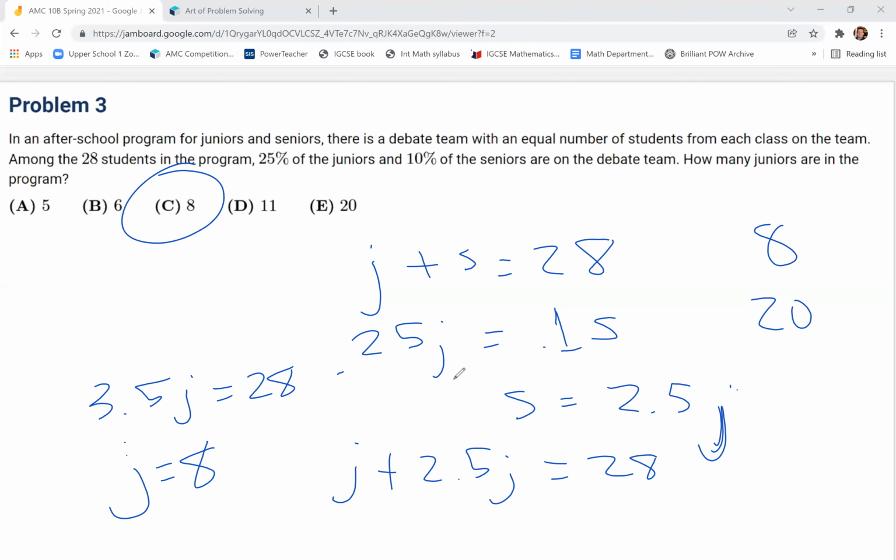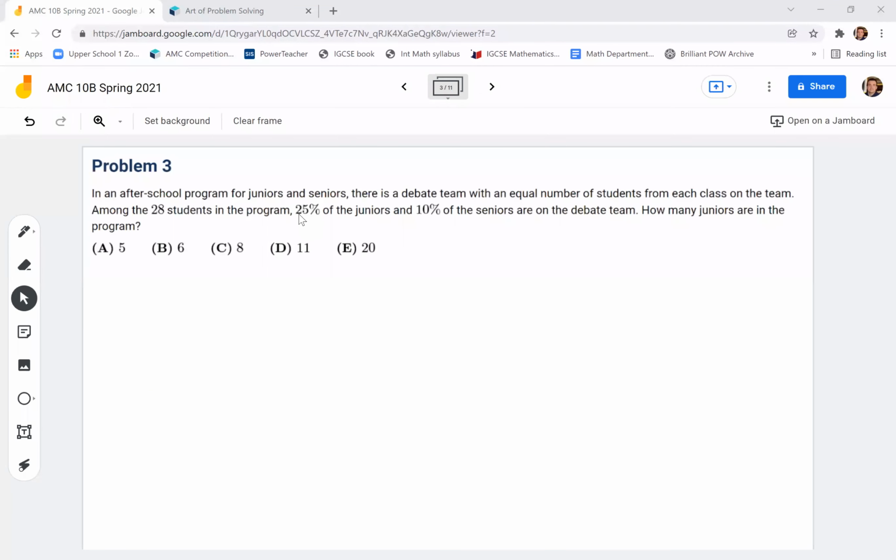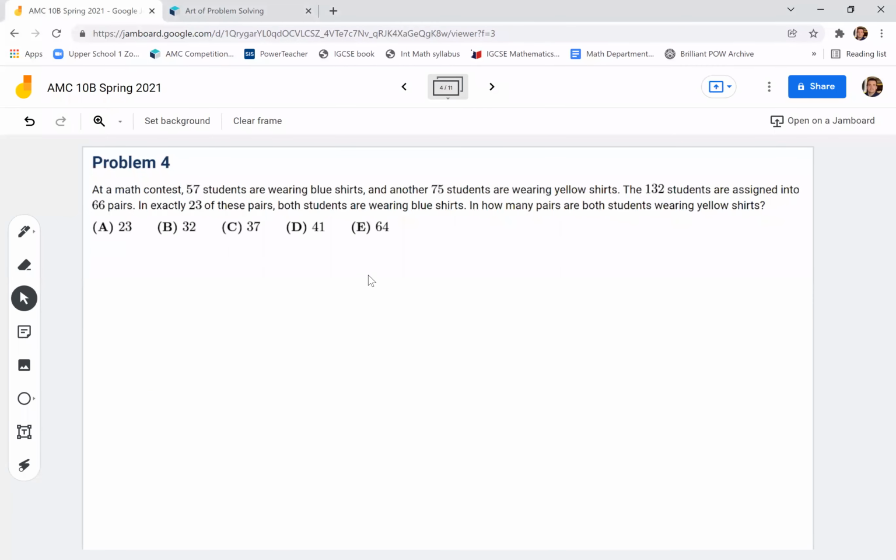Okay, that question's a little tricky because there's a lot of switching between program and debate team. There's a debate team, equal number of students, and there's 28 students in the program. How many, right? 25% and 10% are in the debate team. How many juniors are in the program? So it switches back and forth between team and program. But that just shows how you have to be very careful when reading the question, right?